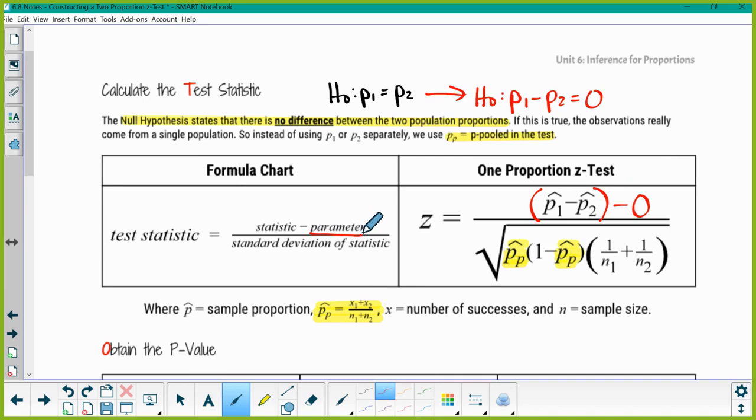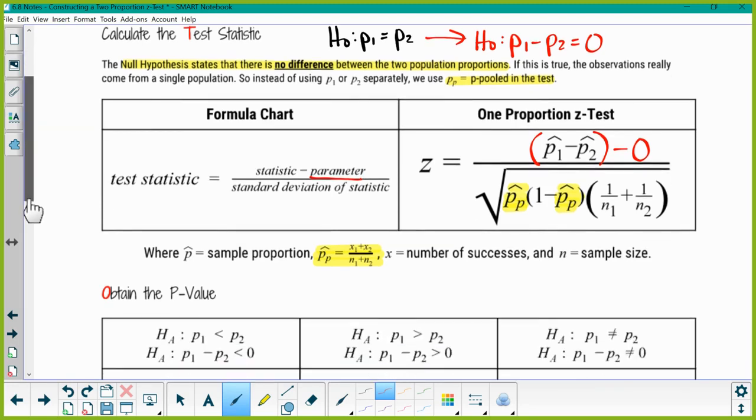I will say, most of the time, you're not going to be doing these by hand. This is still something that we will be able to do in our calculator. I just always like to show you the formula just in case.